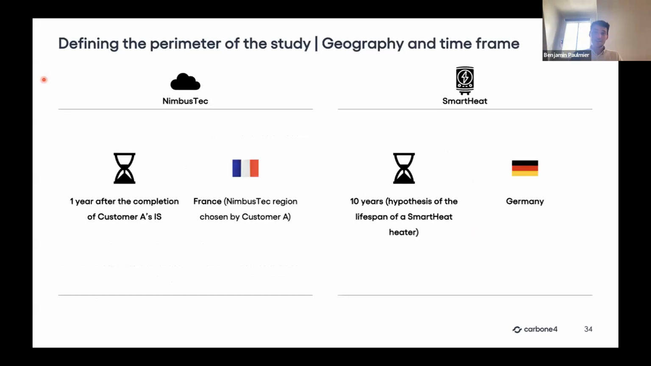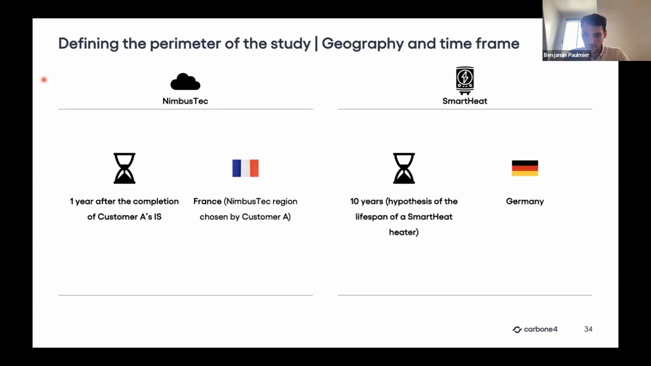Once the specificity is done, we also have to set a temporal and geographic frame for our study. So for Nimbus Tech, we're going to be looking at the emissions that occur over a full year of customer A using services from Nimbus Tech. And in France, as it's the region chosen by customer A for their migration. And for smart heat, we're going to be looking at the full lifespan of a heater, which they estimated at 10 years for a customer base that is mainly in Germany.